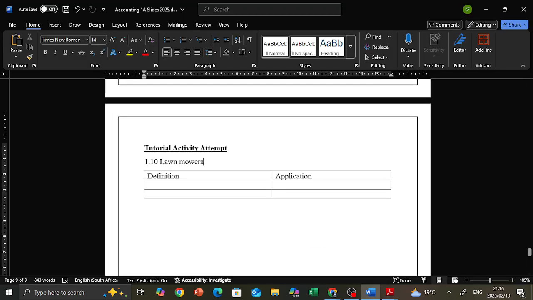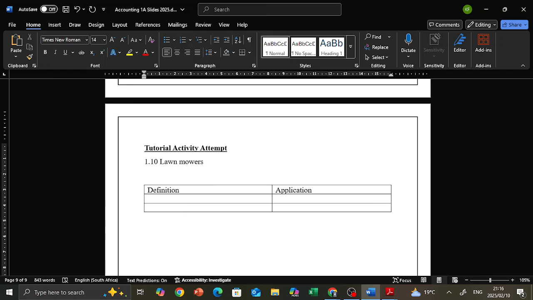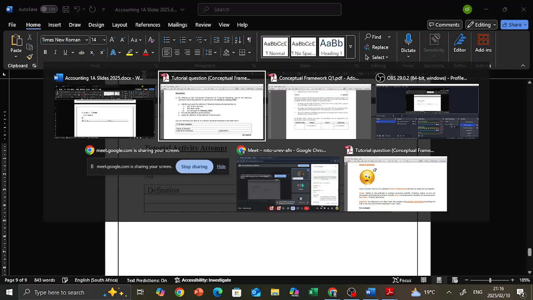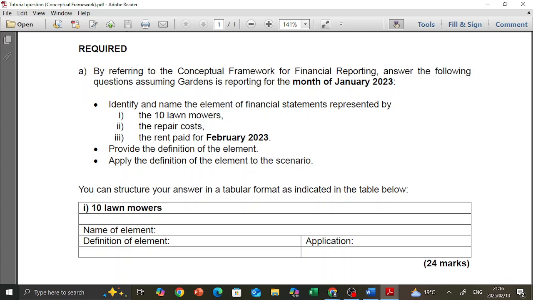Okay, can you please show it in the scenario, so that I can be referring when I apply. Okay, you also want to attempt the application. Okay, I'll do the 10 mowers where I define and apply. Let's do this, guys. We have 12 minutes left.